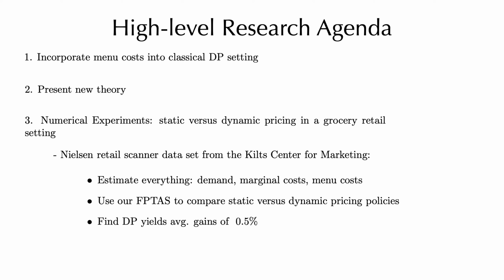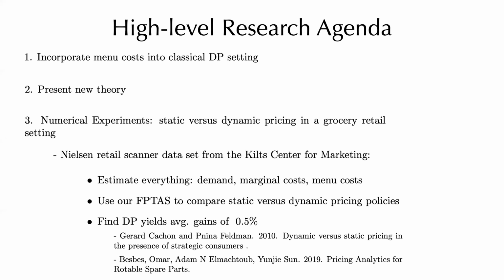And what we find is that in this grocery retail setting, dynamic pricing doesn't do a tremendous amount. The average gains here are about 0.5%. So this was fairly surprising. We had this idea in our mind that dynamic pricing would do a lot better than static pricing, but we're actually not the first to realize that this can happen in a bunch of realistic scenarios. There are past works that surprisingly say that static can do just as well as dynamic. The first looks at when you have strategic customers, and the second one is rotatable spare parts. Both these papers realize the potential of static pricing, and surprisingly show that it's basically as good as dynamic pricing.